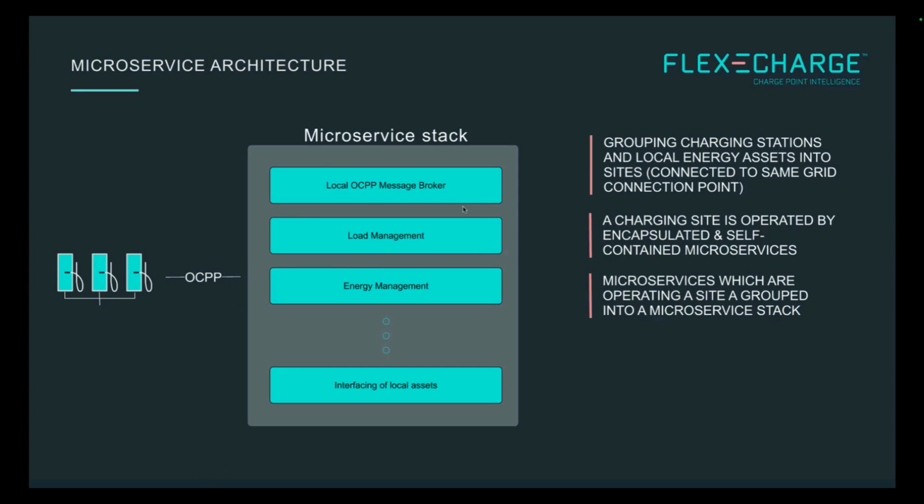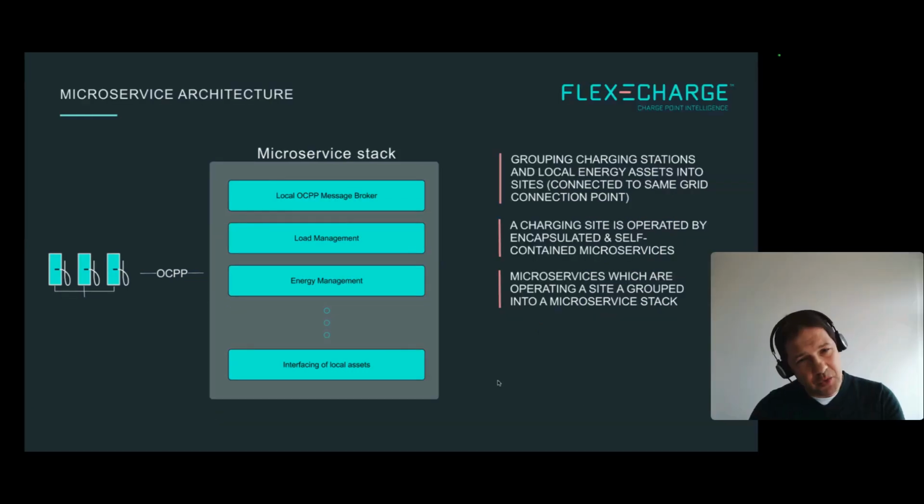These microservices, what are they? Here's an example. We have a specific microservice which provides the load management. We have a specific microservice which provides energy management. We have microservices to interface with local assets, to read power meter data, to control batteries, and to integrate to solar inverters. And one microservice, and now I'm closing the loop to the broker story, is a local OCPP message broker.